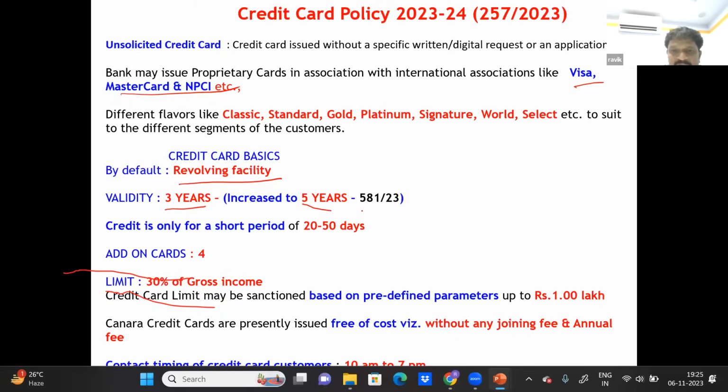Recently, as per 581/2023, it is 5 years. If they ask a question, just observe. If the latest circular is mentioned, it is 5 years. This 581/2023, they have modified. For credit cards, they made it 5 years, and all prepaid cards also they made 5 years. This is the only change they made in 581. All credit cards and prepaid cards, now it is enhanced from 3 years to 5 years. Please remember this.